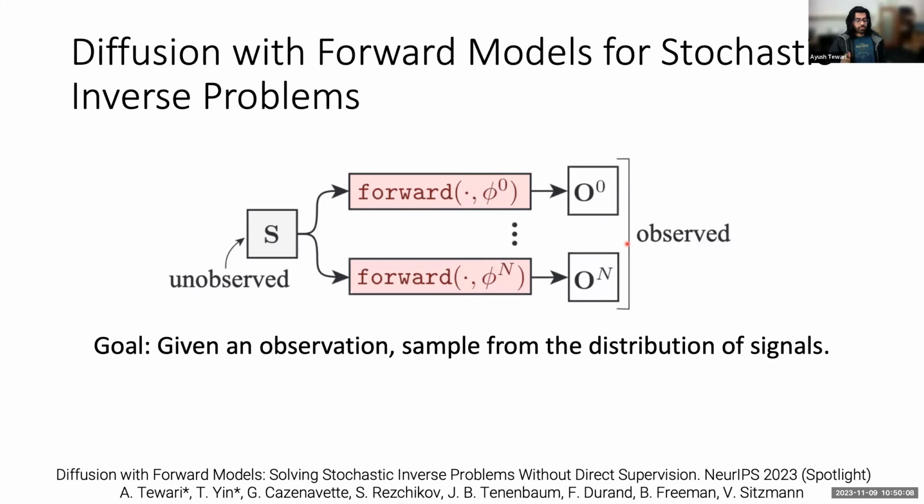If I'm moving around in a house and I turn my head around, every time I turn my head around, that corresponds to a different forward model parameter, and I get a different image, but it all corresponds to the same scene. We only ever observe observations, and we never directly see the scenes. At test time, our goal is that given one of these observations, like a single image, we want to sample from the distribution of scenes, which we never saw, right?